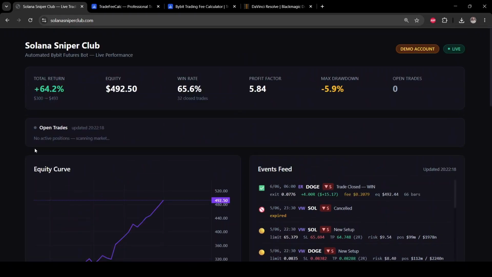So at the top of the dashboard, we have the key stats. All of them are calculated from the trade history. We have the total return, which is around 64.2% right now. This means that we went from the initial capital of $300 to $493, which is the current Bybit account. The win rate is 65.6%. We had 21 wins and 11 losses out of 32 closed trades.